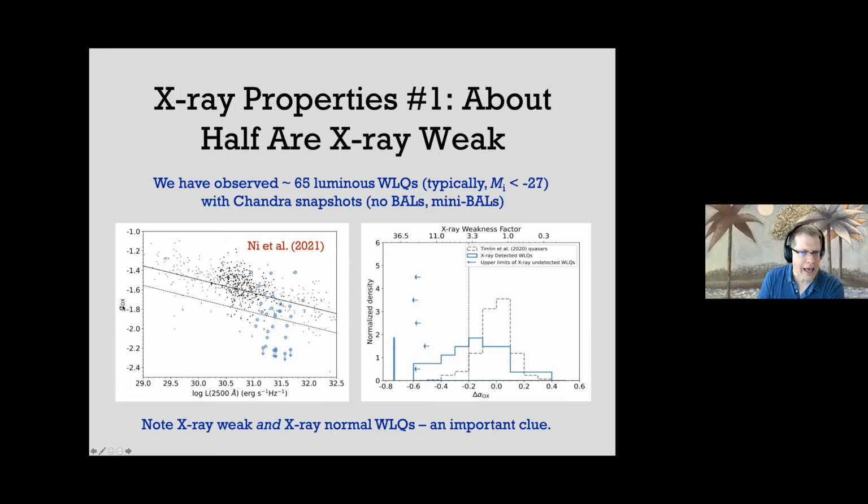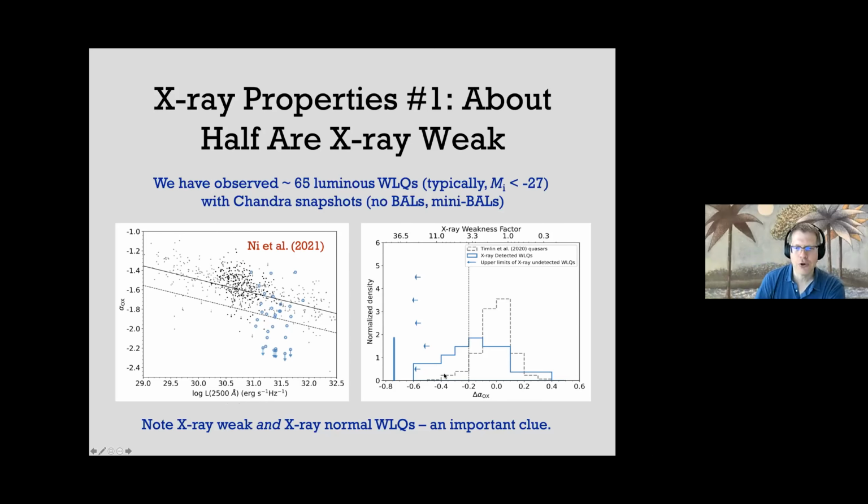This plot here shows alpha OX versus the 2500 angstrom luminosity. And these sources here are X-ray weak by large factors, by factors of 10, 20, 30, 50, sometimes more, compared to what you would expect for a typical quasar of that luminosity.